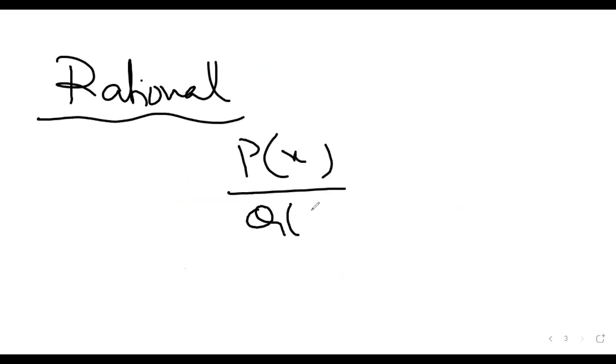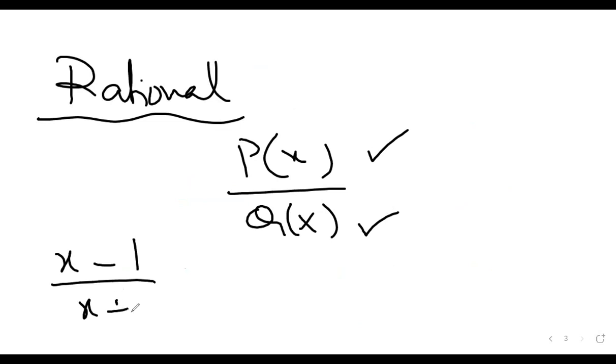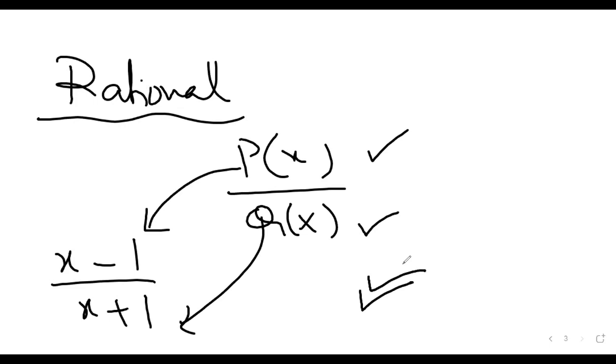Now the next concept here is rational and irrational. A rational expression can be expressed in the form p(x)/q(x). p(x) is a polynomial and q(x) is a polynomial. If, for example, I'm writing (x - 1)/(x + 1), p(x) is a polynomial and q(x) is a polynomial and it's a rational function as well. Yes, absolutely.